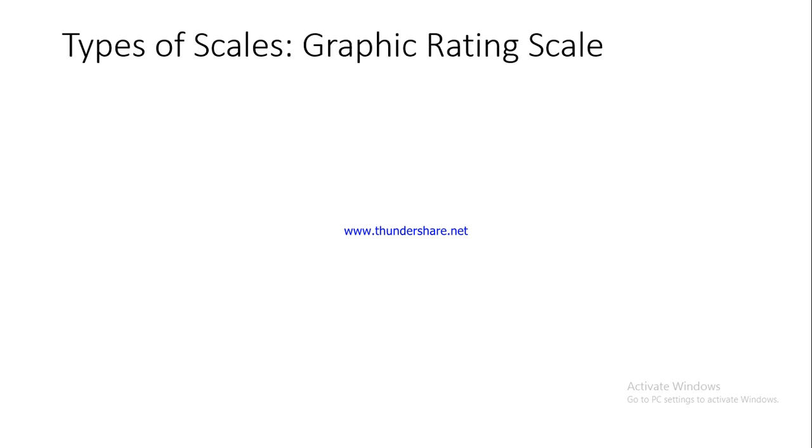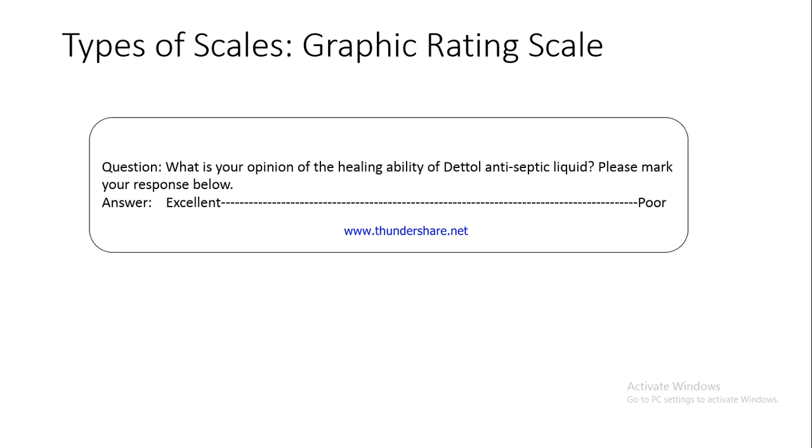And the other type of scale is the graphic rating scale, which makes up for this particular lacuna in the itemized rating scale. How? Let's have a look. Again, the same question is there. What is your opinion? But now you see that basically on the two extremes we have given excellent and poor, while they are linked by a continuous line. So excellent is followed by the line till the other extreme is poor. Now this is a peculiar attribute of the graphic rating scale.